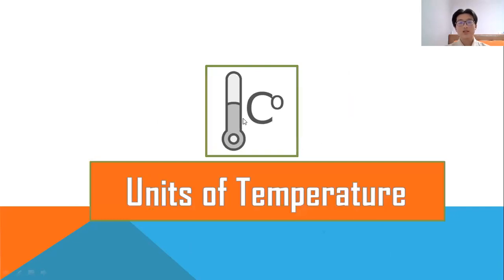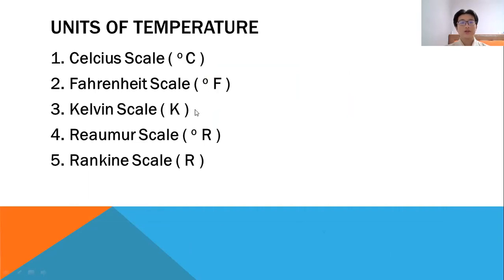Now we're going to discuss the units of temperature. As you all know, there are 5 different types of temperature units. First, the Celsius scale. The Celsius scale is the most used scale worldwide, because it is very easy to use. Usually we measure our body temperature with the Celsius scale. But in the West, it is more common to use the Fahrenheit scale because it is easier for them to measure the temperature with the Fahrenheit scale.